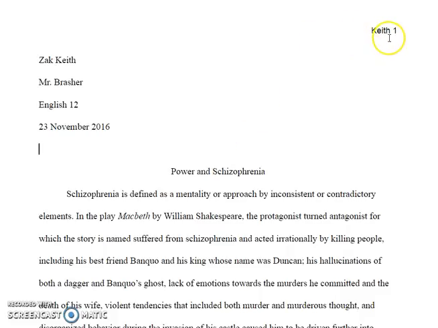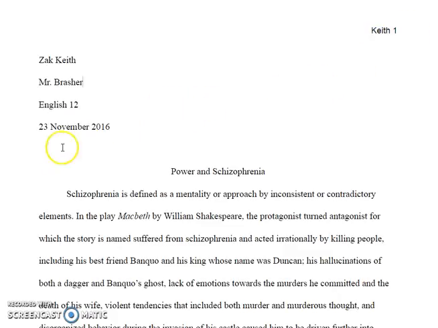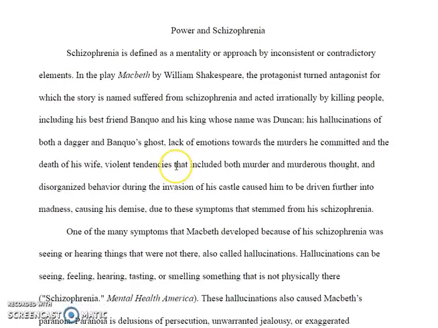MLA format first. This has got to be Times New Roman font, so fix that. Everything here is good. You got a space issue here, so you'll need to move that out. Power and Schizophrenia, not the best title in the world. Try to relate it more to your theme.